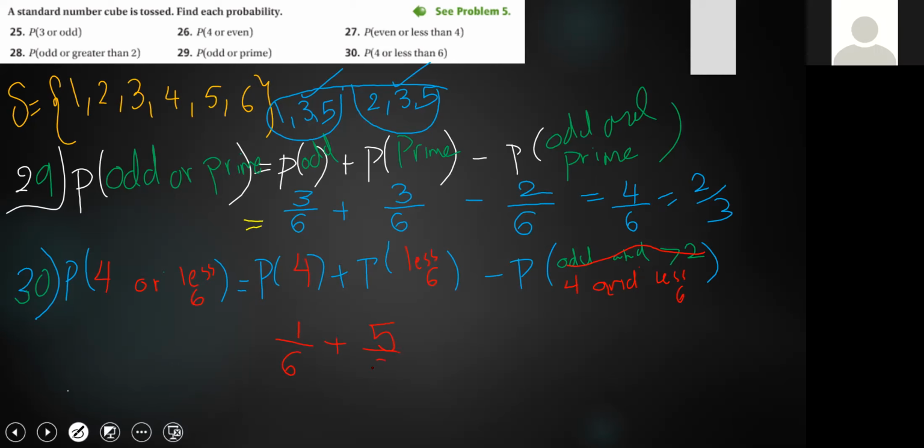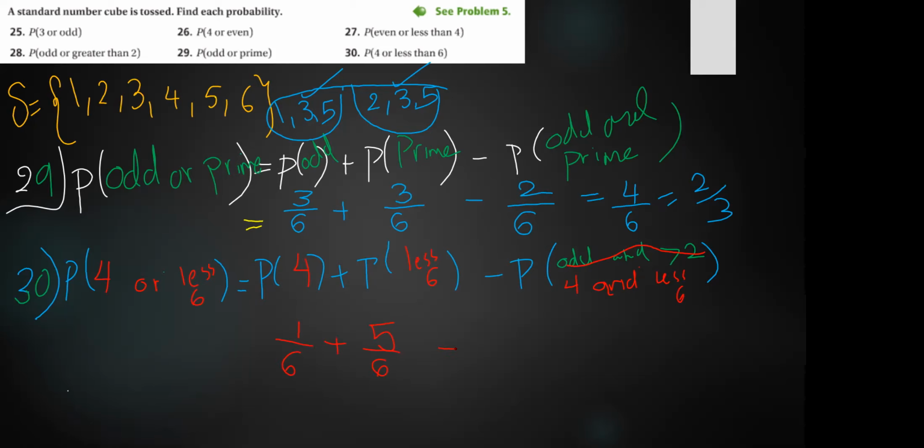What is the probability of getting 4 and less than 6? 1 over 6. Number 4, and all the numbers that are less than 6: we have 5, 4, 3, 2, 1. So I have only one number, which is 1 over 6. So the final answer here is 5 over 6.